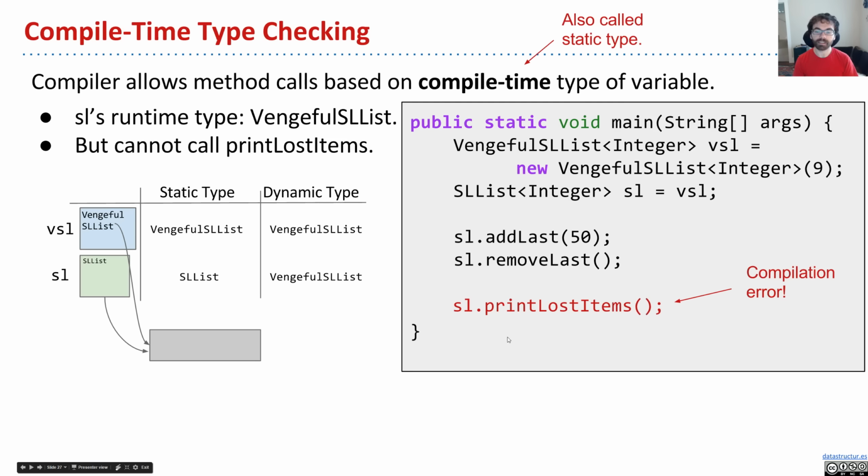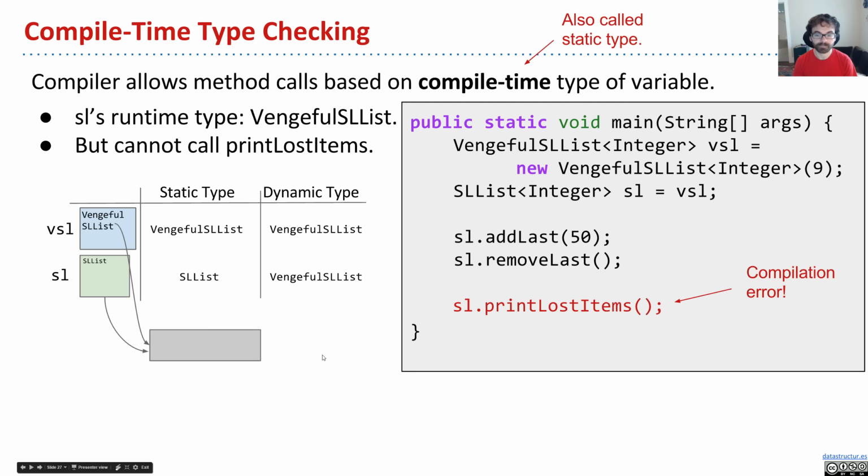Now how about this next line of code, sl.printLostItems? Here you might think, well, it is a VengefulSList and it has a printLostItems, so maybe dynamic method selection should be doing something, but there's an issue: the compiler is very conservative with type checking. It checks and says, SLists don't actually have a printLostItems method. The very simple rule is that the compiler decides whether or not something is valid based only on the compile time type of the variable, also called the static type. Because the SL variable has static type SList, we cannot call printLostItems, even though the underlying object has dynamic type VengefulSList and does have a printLostItems method.